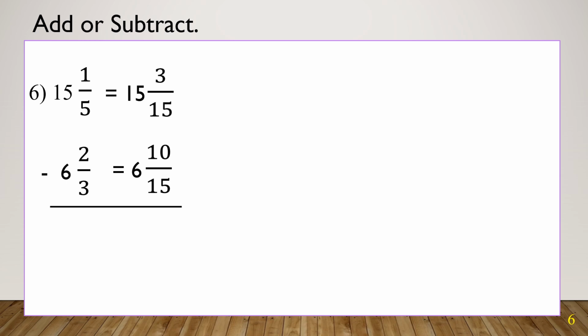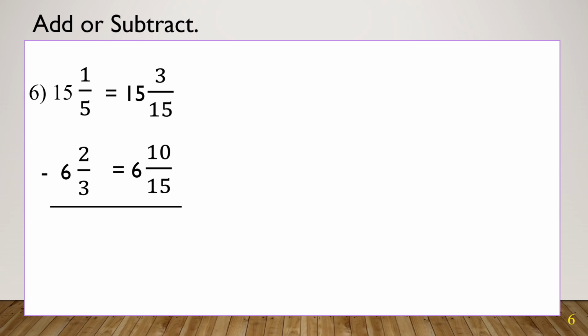So, gagawin natin siyang equivalent fraction. So, ano yung ginawa natin kanina? So, 15, di-divide natin siya sa 5. So, 15 divided by 5 is equal to 3 times 1 is 3. So, kokopyahin natin siya dyan sa taas. So, numerator niya ay 3. So, kopyahin natin yung whole number 15. Then, 15 divided by 3 is equal to 5 times 2, okay, 10. So, meron tayo ngayon ng 6 and 10 over 15.